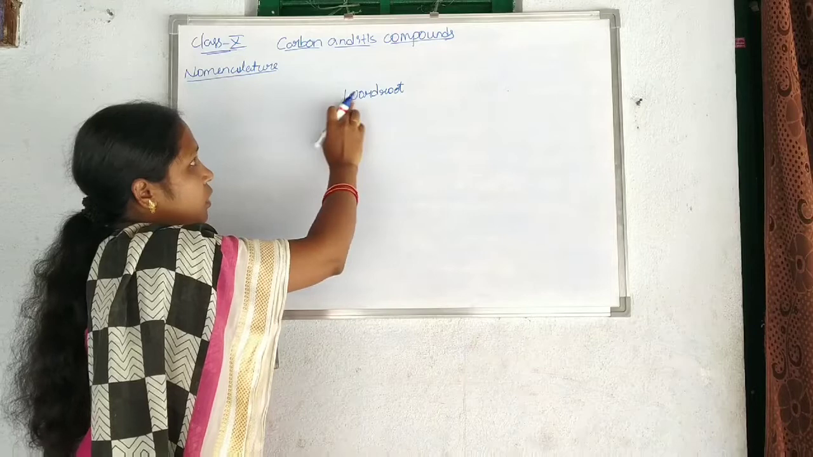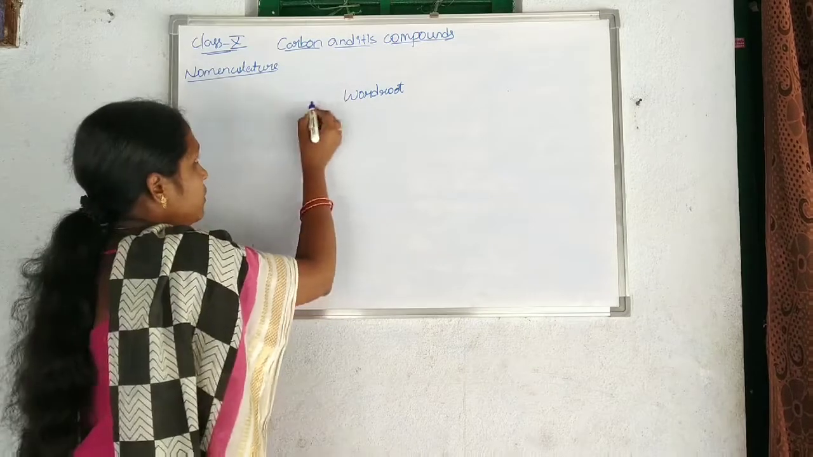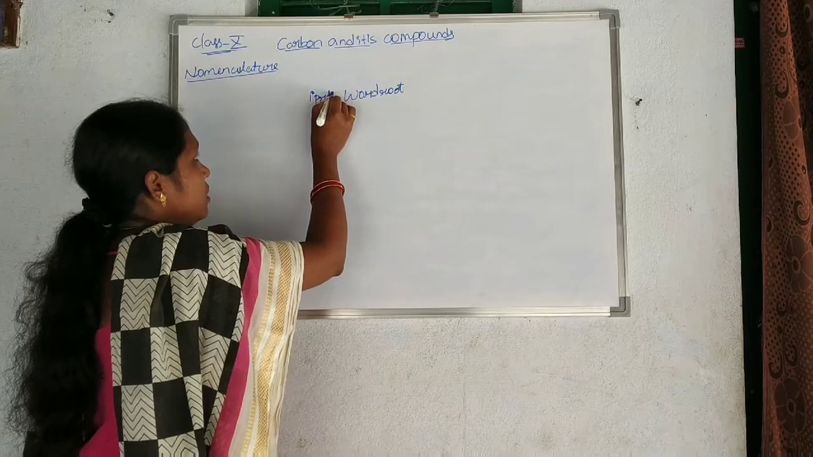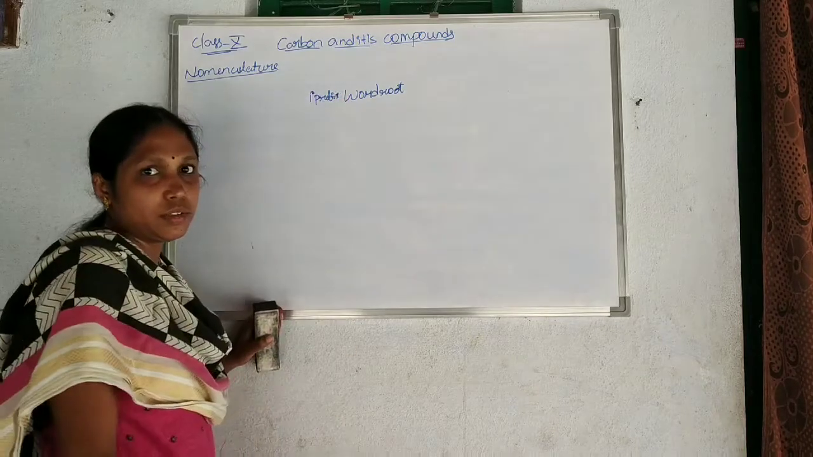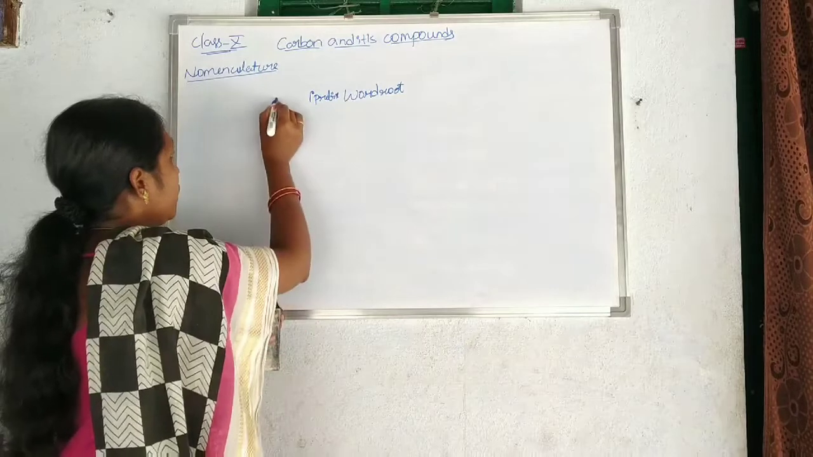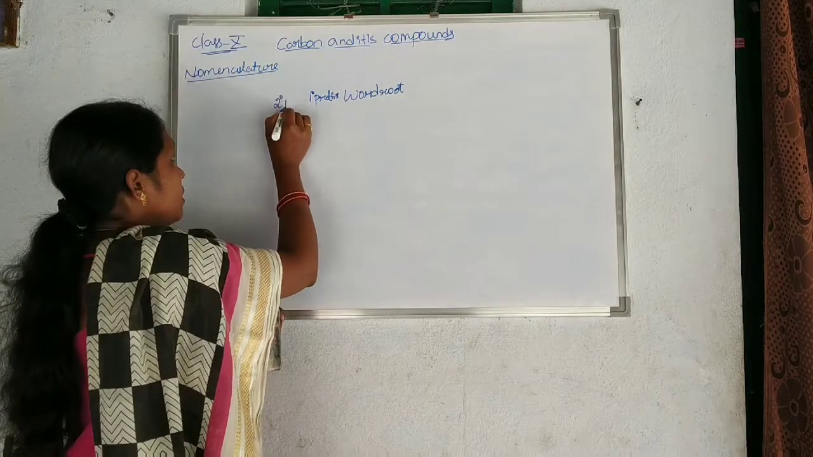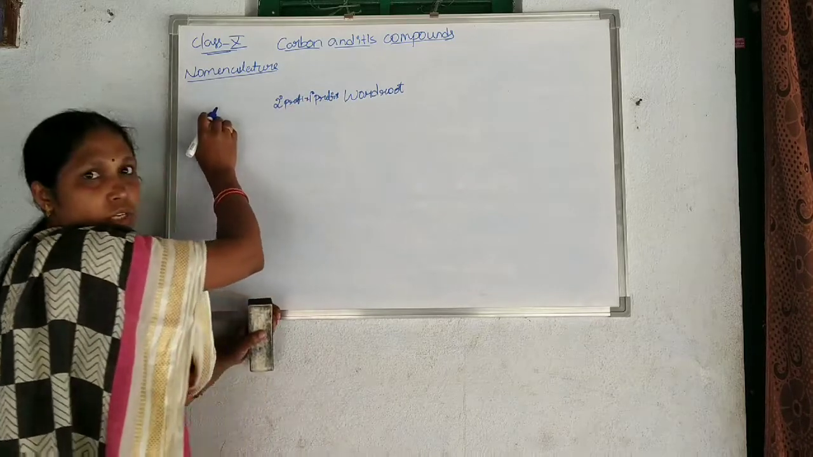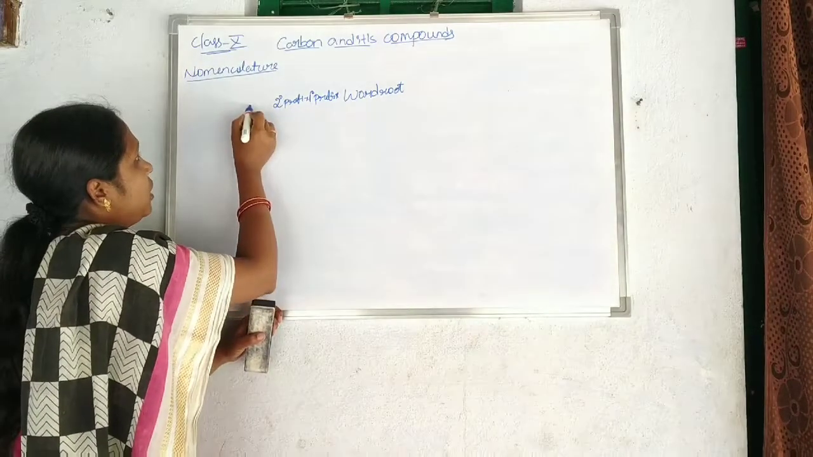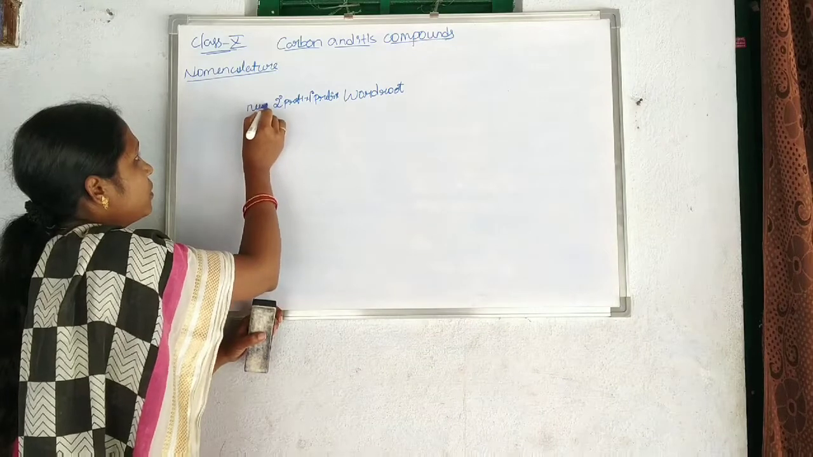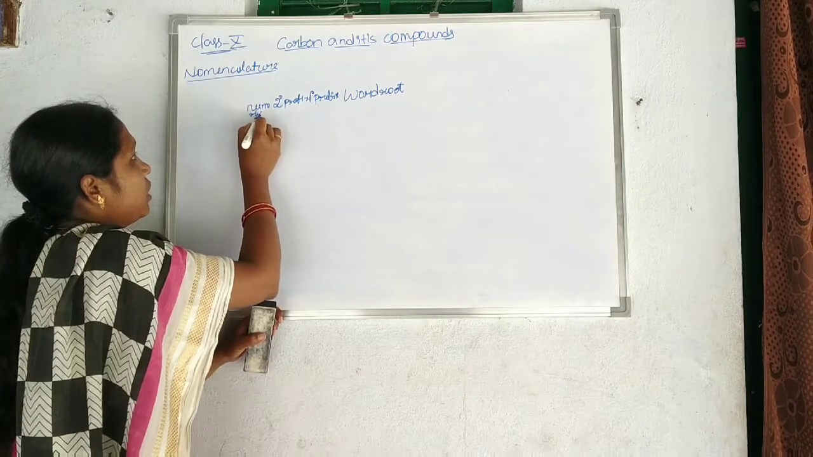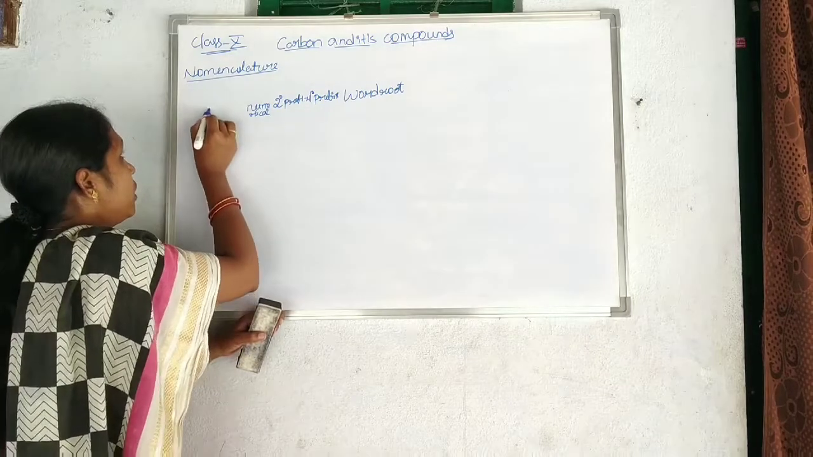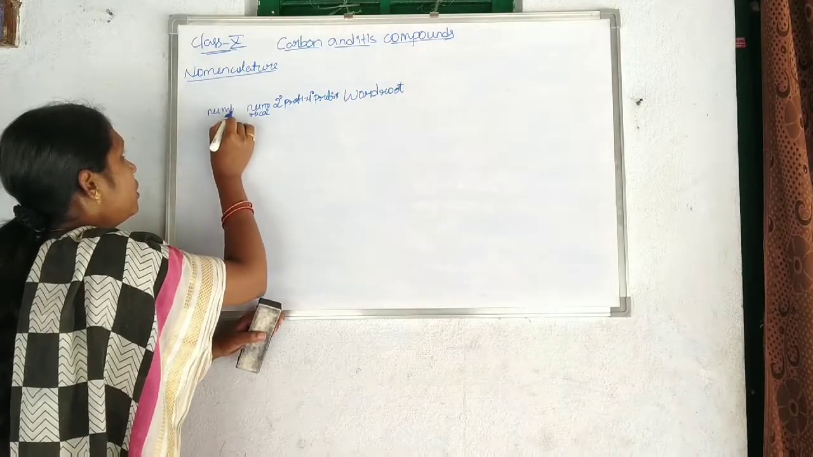In front of a word root, we represent a primary prefix, if it is a cyclic molecule. In front of that, we will represent the secondary prefix. In front of that, we will represent the numerical prefix. In front of that, we will represent a number prefix.